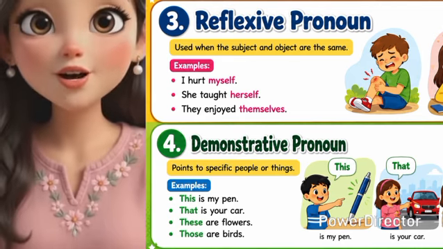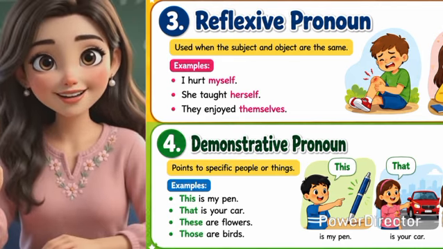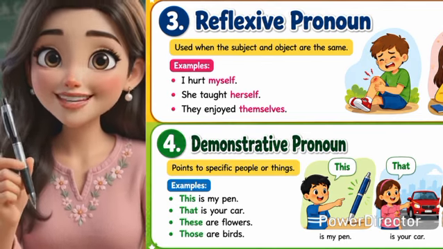Demonstrative pronoun points to a specific person or thing. For example, this is my pen.